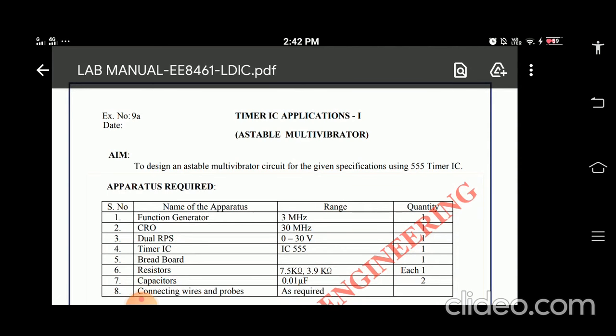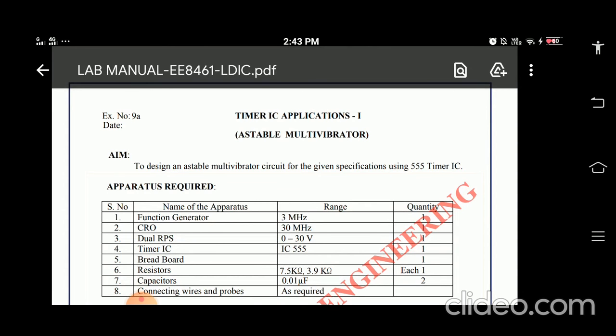Today I am going to teach about the timer IC application, that is astable multivibrator and monostable multivibrator. Let us enter into the astable multivibrator experiment, and here the ultimate aim is to design its circuit for the given specification by using our 555 timer IC.